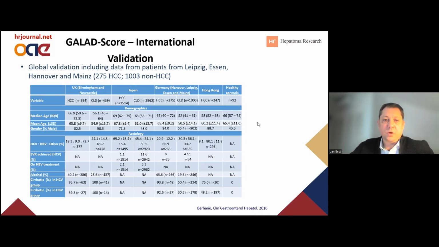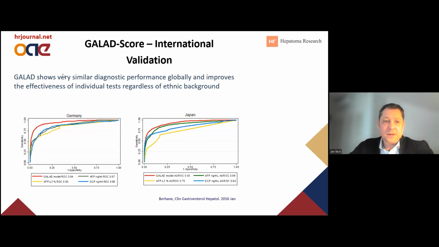So all in all, more than 1,000 patients were included for the groups. And the result is that the GALAD score is very similar in its diagnostic performance globally. You could see here a German group and a Japanese group, so you can see independent of the ethnic background of the patients. Here in red, you can see the GALAD score again is significantly superior compared to AFP, AFP-L3 or DCP alone. So this was a publication done by Philip Johnson in 2016.